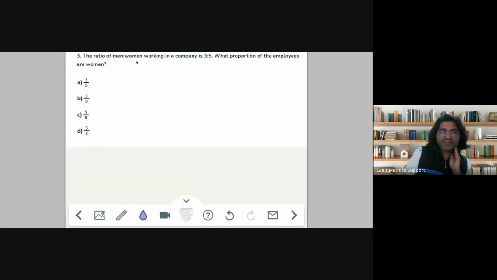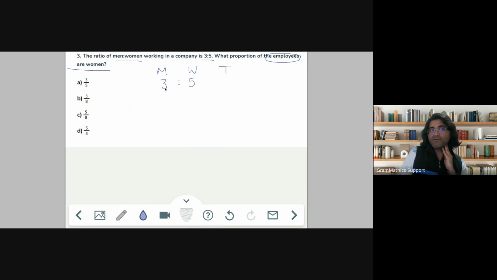Ratio of men to women working in a company is 3:5. So even before reading the next line, I can simply write men, women, in the same order, men first, so 3 first, women next. Yeah, this is the ratio. What proportion of employees are women? Now, employees means total. Employees can be men, employees can be women. So we introduce another one for total.